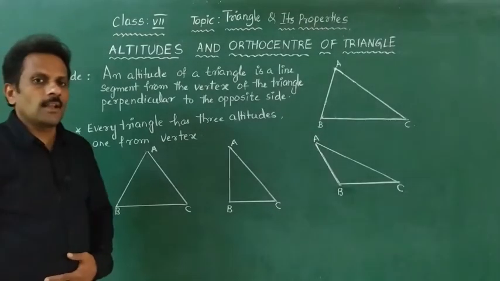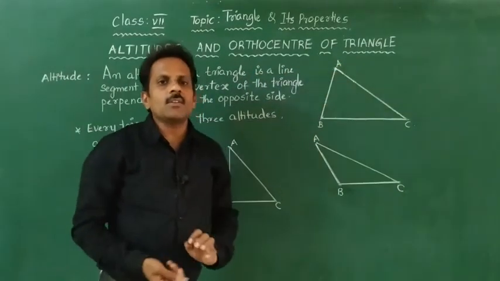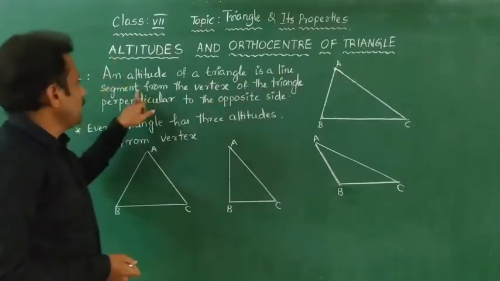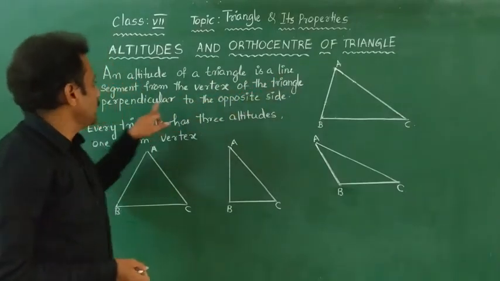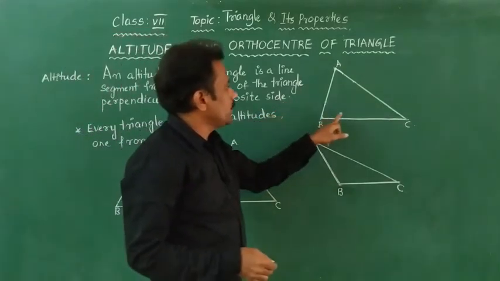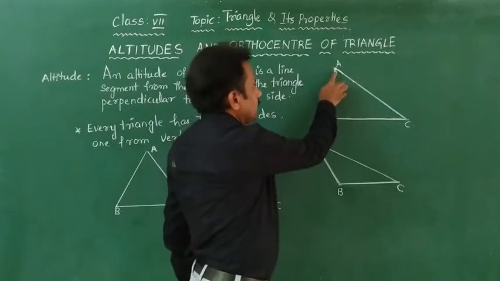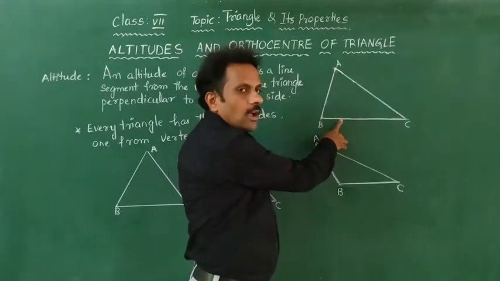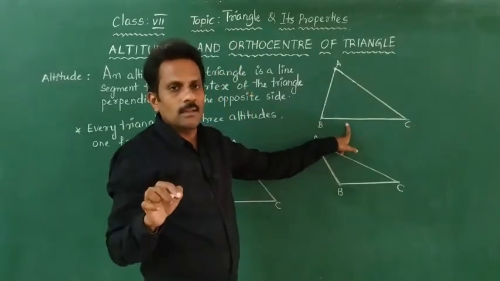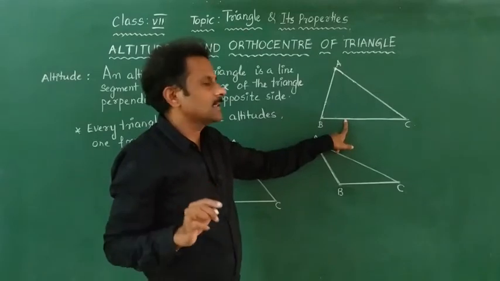Okay children, now let us see altitude and orthocenter of a triangle. What is called an altitude? Altitude of a triangle is a line segment from the vertex of the triangle perpendicular to the opposite side. Let us take triangle ABC, and from the vertex A, let us draw a perpendicular line to BC. What is called a perpendicular? A line segment which makes 90 degrees with the side.